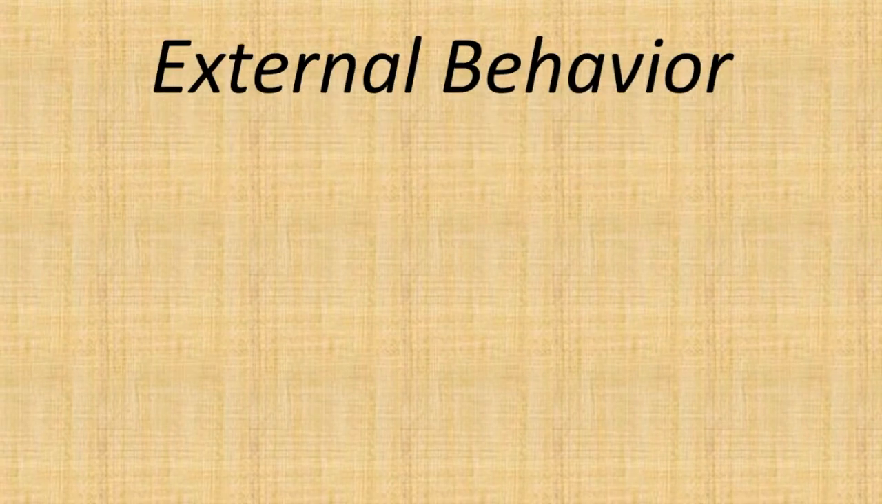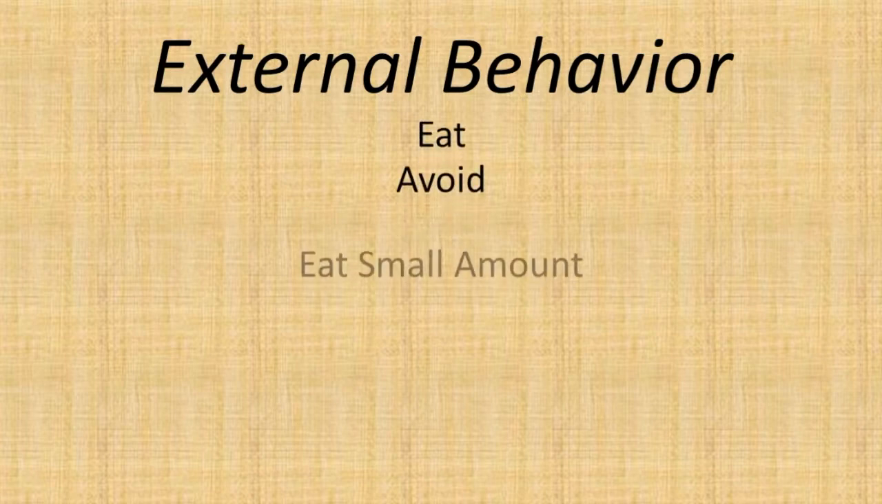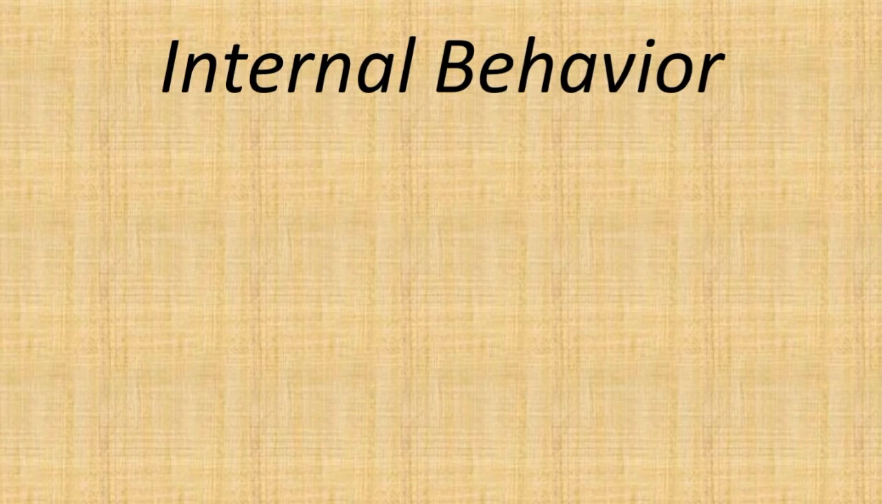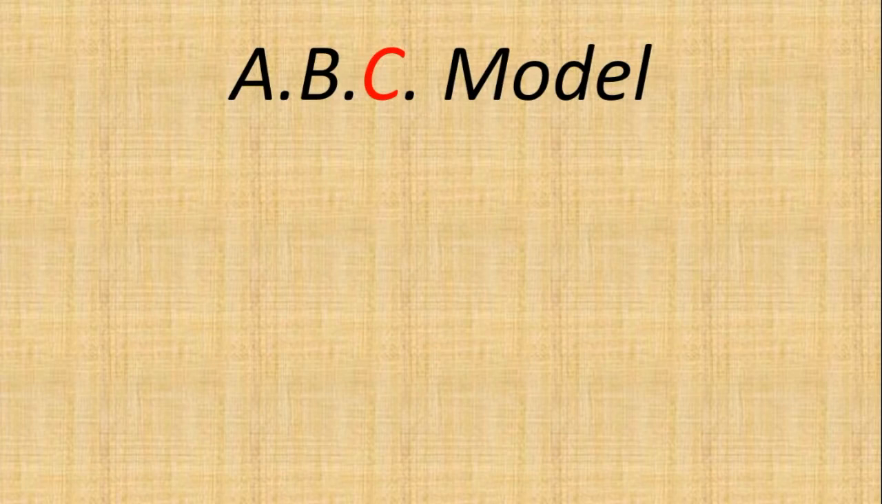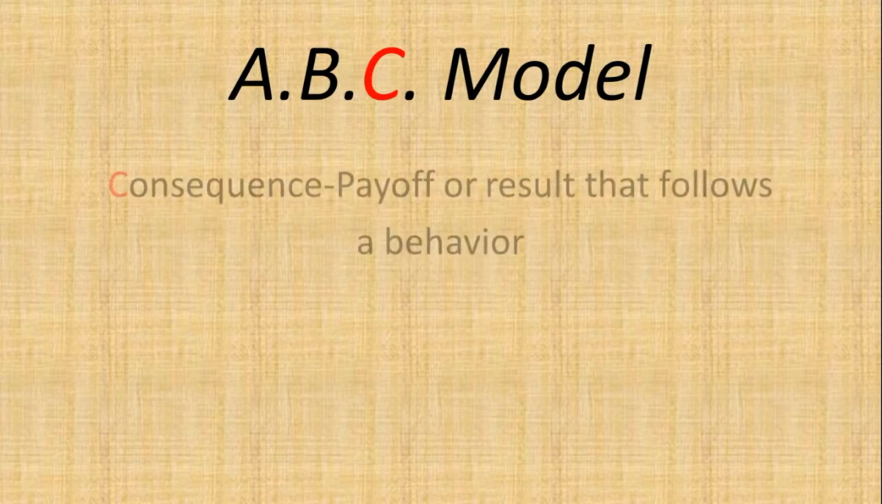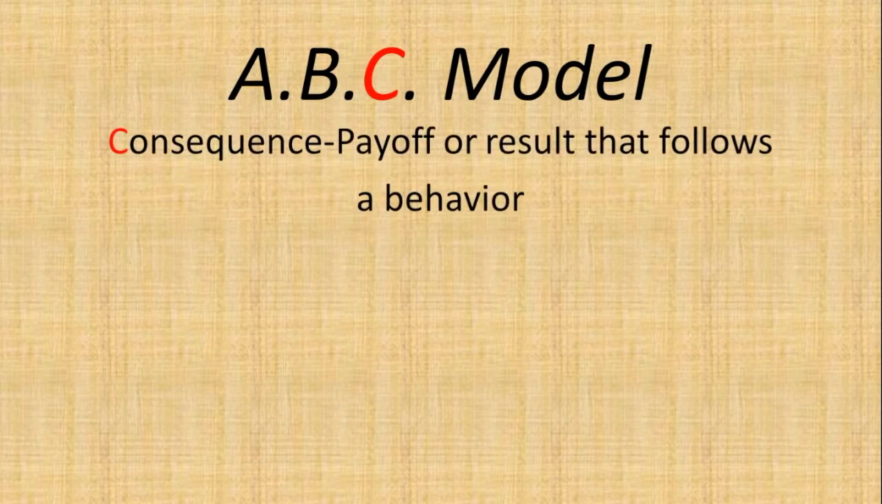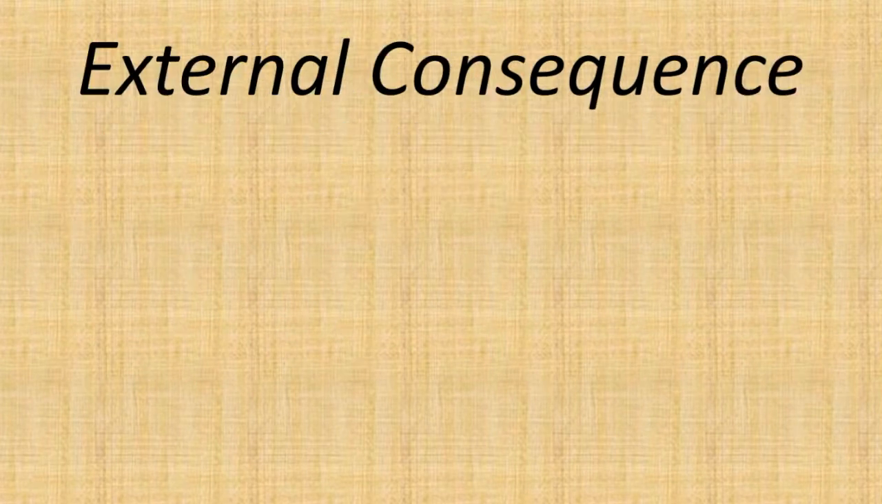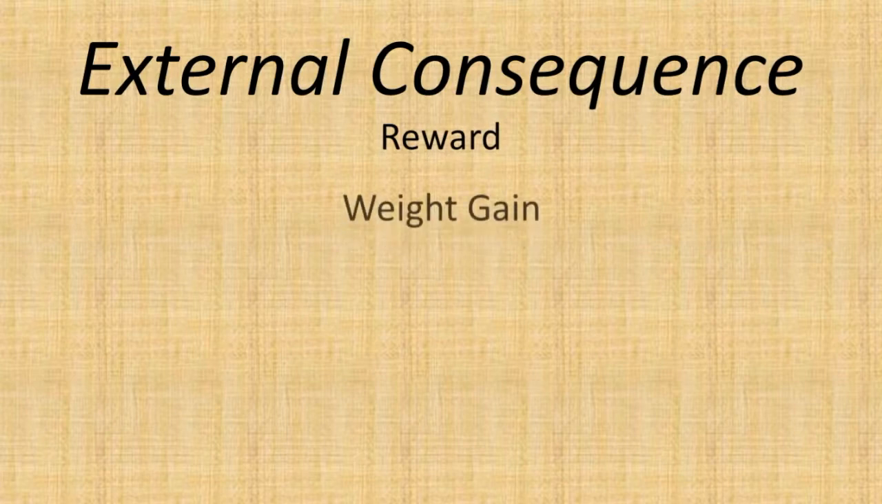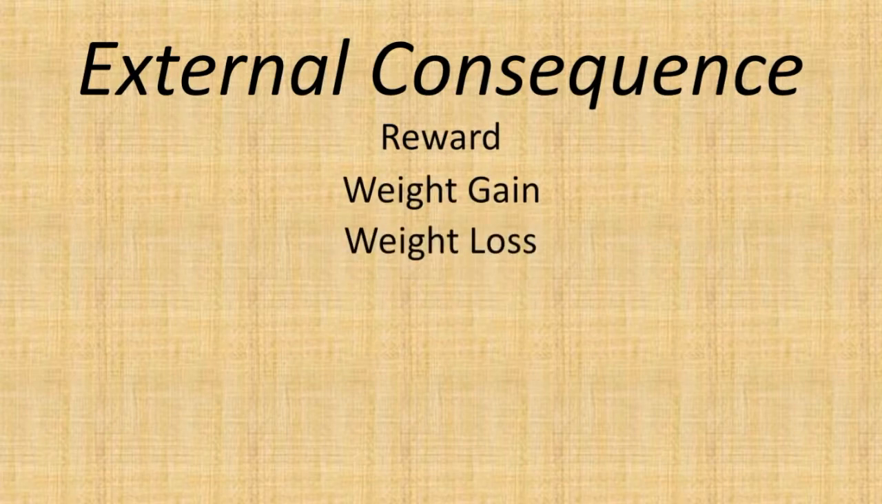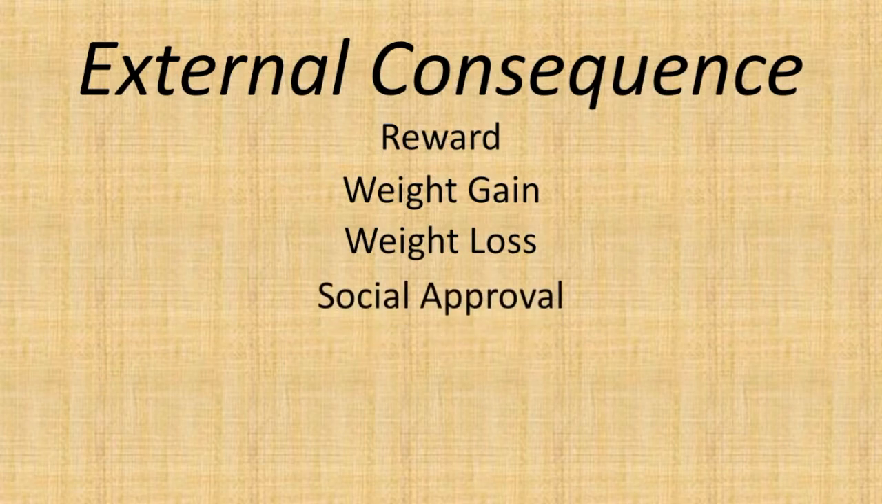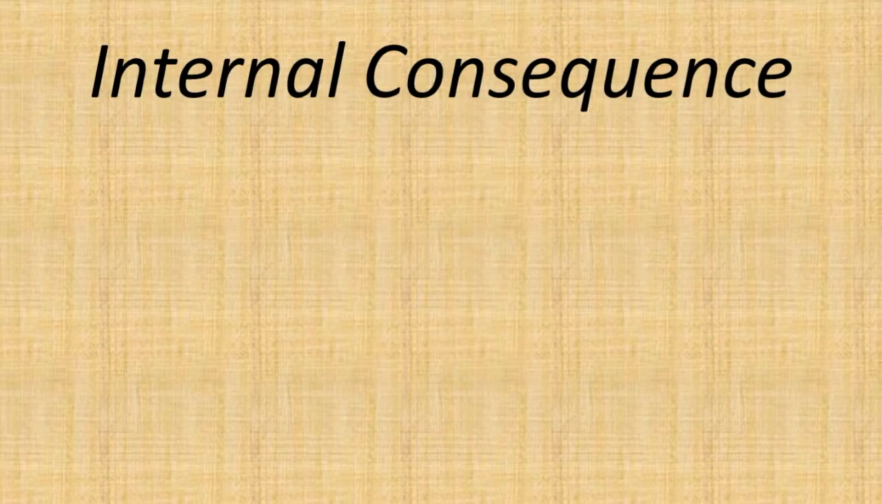External behavioral responses would be that you eat, or you avoid the food, or you eat a small amount of food. Internal responses could be your thoughts or feelings about that food. The C in the A.B.C model is referring to the consequence or the payoff or the result that follows a behavior. External consequences or payoffs can be the reward of your behavior. It could be weight gain, weight loss, social approval, or maybe just the status quo.